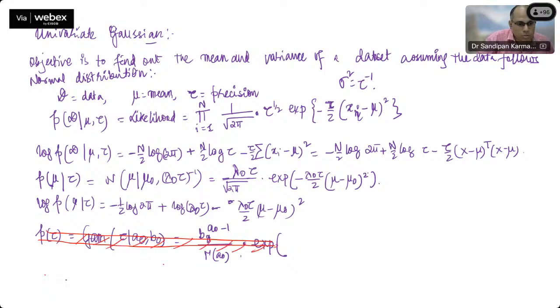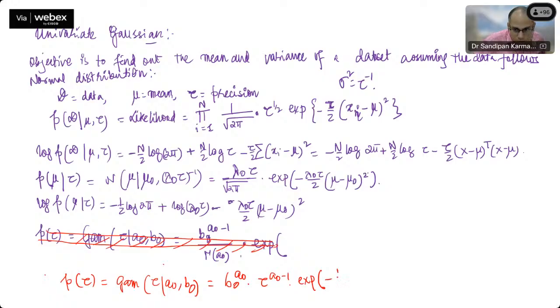Okay, so P of tau will be gamma of tau given a naught, b naught. That will be written as b naught to the power a naught, then tau to the power a naught minus 1, and exponential minus b naught tau. So this is the expression for the gamma distribution, right? Now my stage is set.